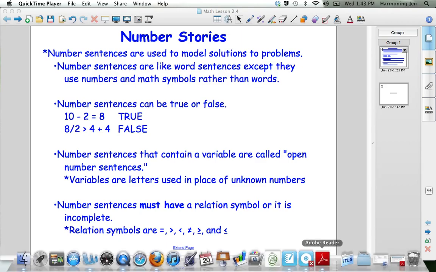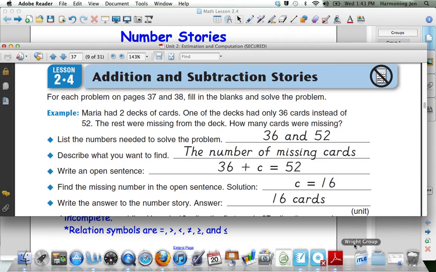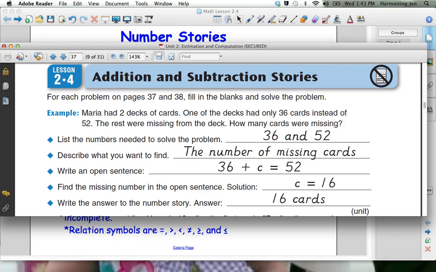Now let's take a look at an example. Okay, here we have an example problem. Take a look here with me. Maria had 2 decks of cards. One of the decks had only 36 cards instead of 52. The rest were missing from the deck. How many cards were missing? Okay, this is our real life story problem.